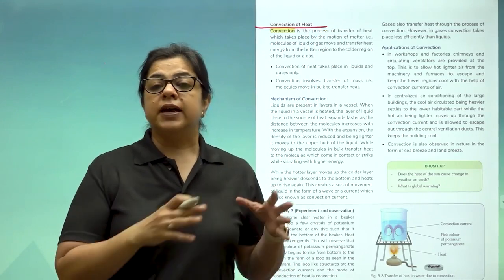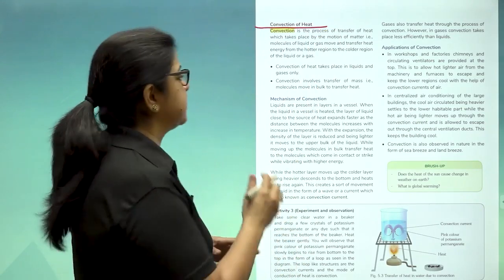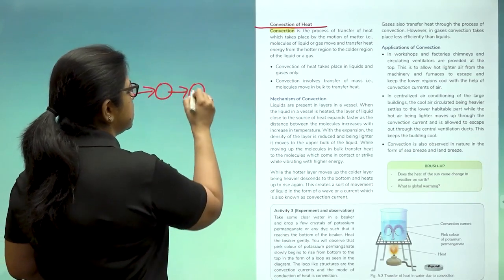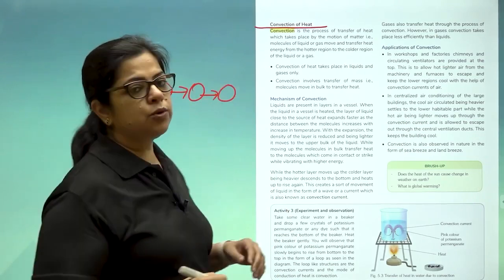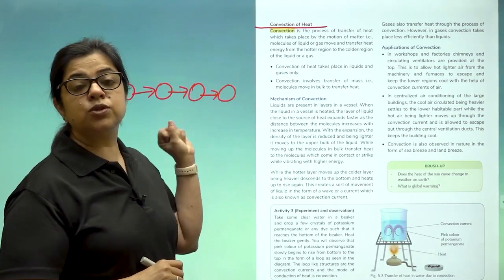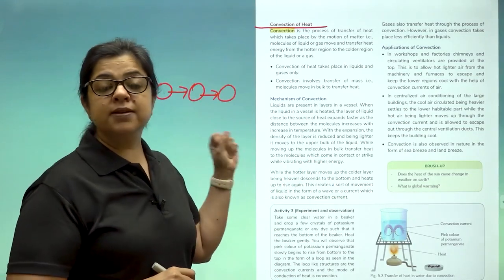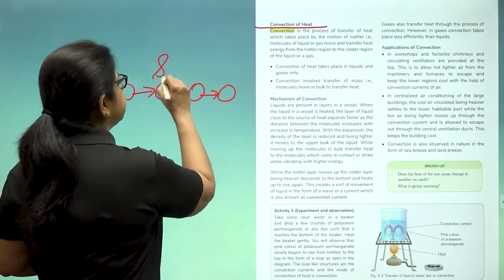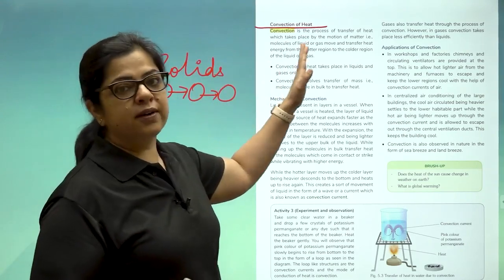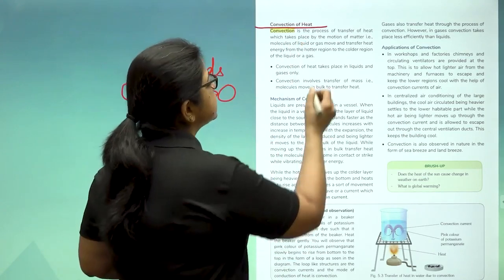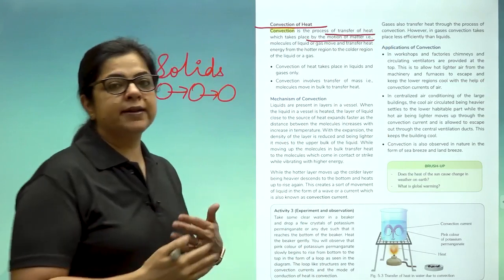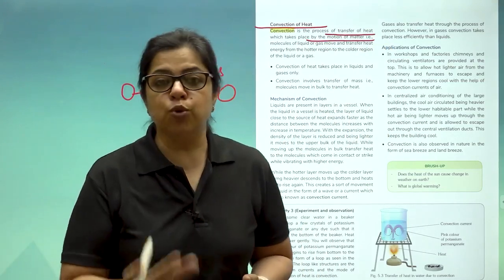So children, conduction of heat takes place from molecule to molecule. So when it takes place from molecule to molecule, what is happening here? The molecules have to be in close contact with each other. So where does conduction take place? It takes place in solids. Now let's come to convection. Convection is the process of heat in which the matter or the molecules move.